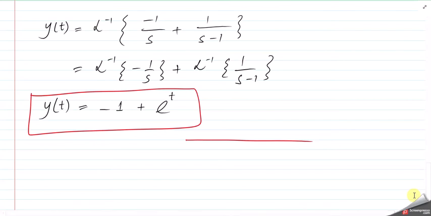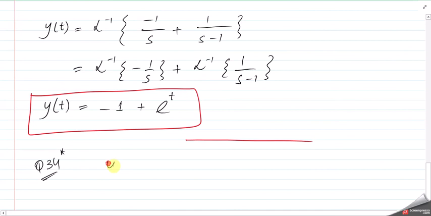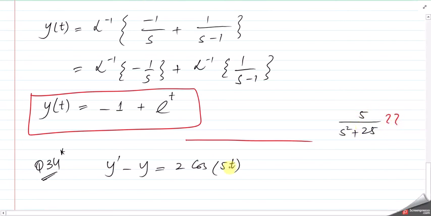Let's see which one shall we try next. It's question number 34 in the book, I think, but I'm going to modify it somehow. Our book likes using the number 5 in the questions, so they have given cos 5t, but I have a problem with 5 because 5 and s look alike when we write 5 over s square plus 25. It's very difficult to understand which one is s and which one is 5. That's why I usually change 5 to some other number, 3 maybe. That's easier to understand.